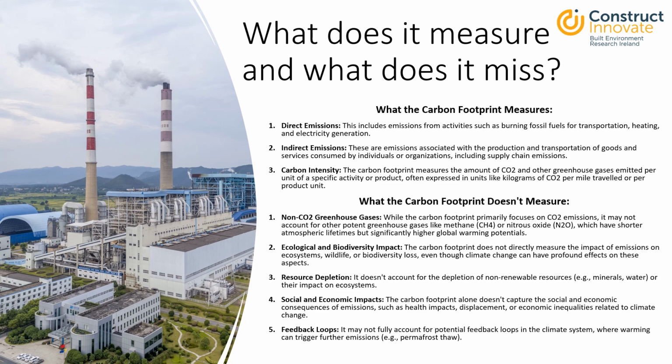What a carbon footprint measures includes direct emissions, indirect emissions, and carbon intensity. Direct emissions include emissions from activities such as burning fossil fuels for transportation, heating, and electricity generation. Indirect emissions are emissions associated with the production and transportation of goods and services consumed by individuals or organizations, including supply chain emissions. Carbon intensity: the carbon footprint measures the amount of CO2 and other greenhouse gases emitted per unit of a specific activity or product, often expressed in units like kilograms of CO2 per mile travelled or per product unit.